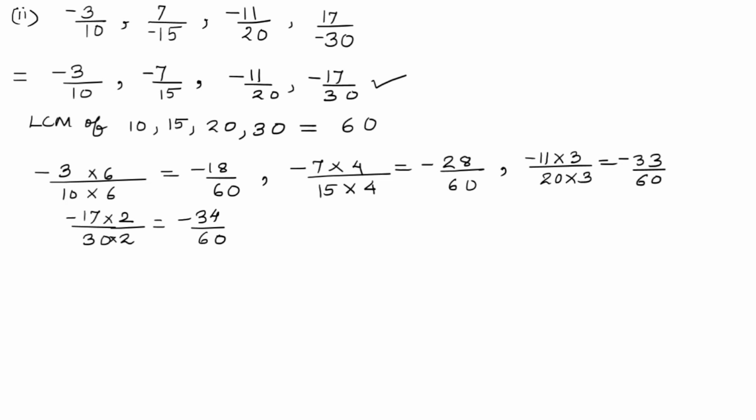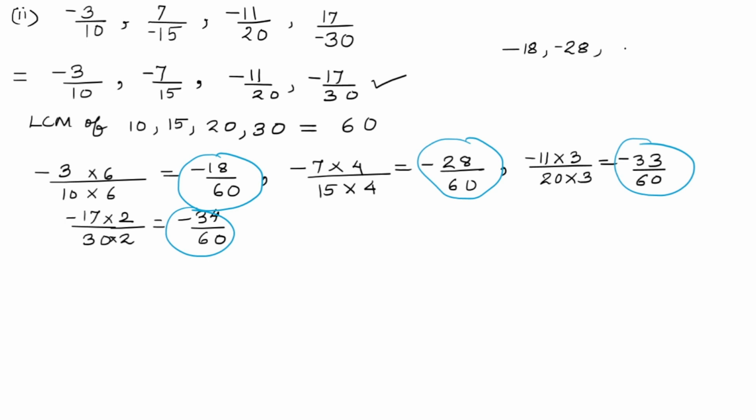Now these are the numbers with denominator 60, and now we are going to compare their numerators only. So I'll just write the numerator separately in my rough work area. You can also do the same thing. So I have minus 18, minus 28, minus 33 and minus 34. Now among these numbers, find out which is the greater. Since all are negative numbers here, the number which is nearer to 0 is greater.